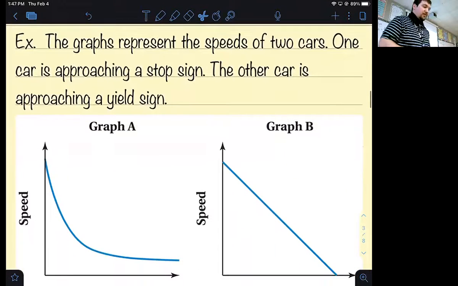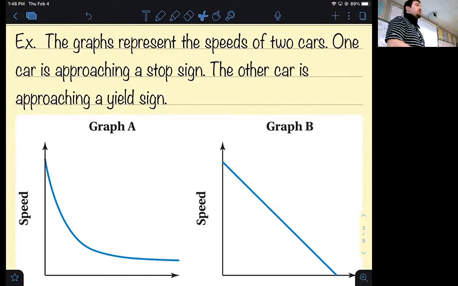Next one. The graph represents the speed of two cars. One car is approaching a stop sign. The other car is approaching a yield sign. Now, you may not know what a yield sign is. Those are triangular. Do you have to stop at a yield sign? No, but it's advised that you slow down.